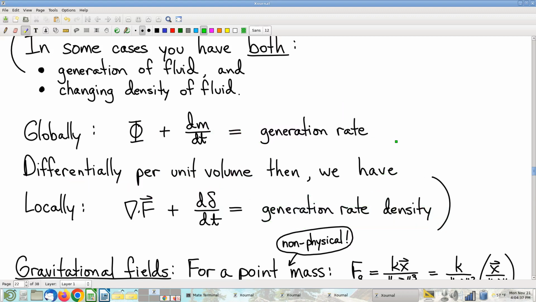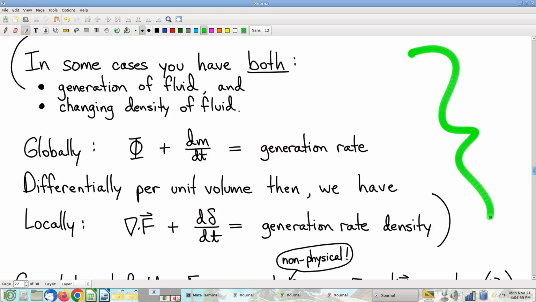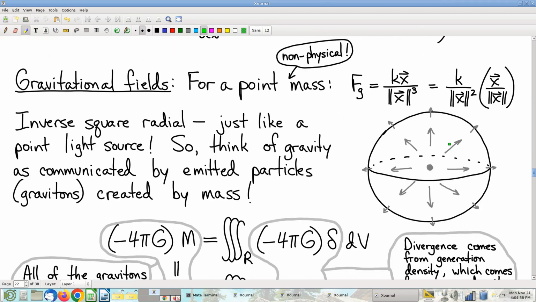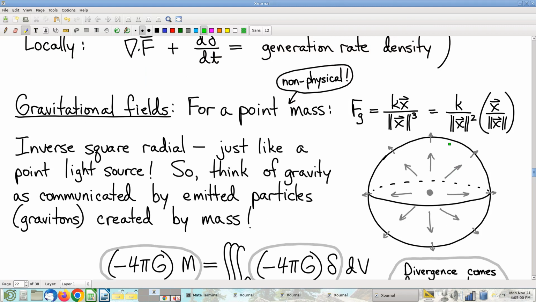Okay, so like I say, this is all kind of foreshadowing for future courses or other contexts where you might need divergence. And so, keep in mind that it can be more complicated than the previous examples. Okay. All right. So next example, I want to talk about gravitational fields.